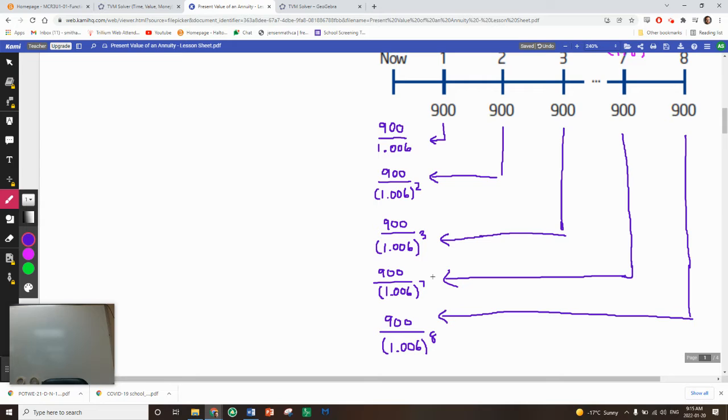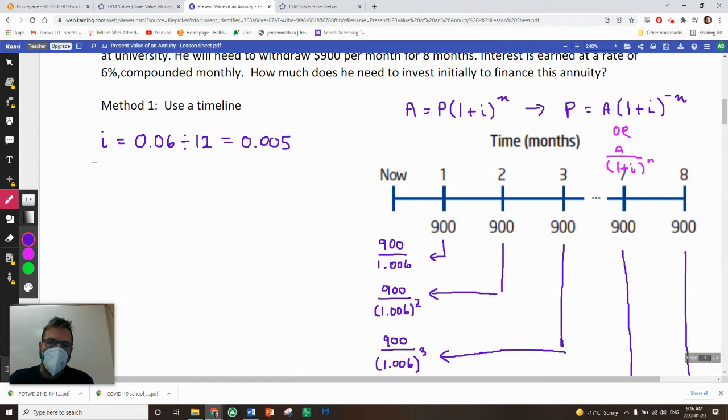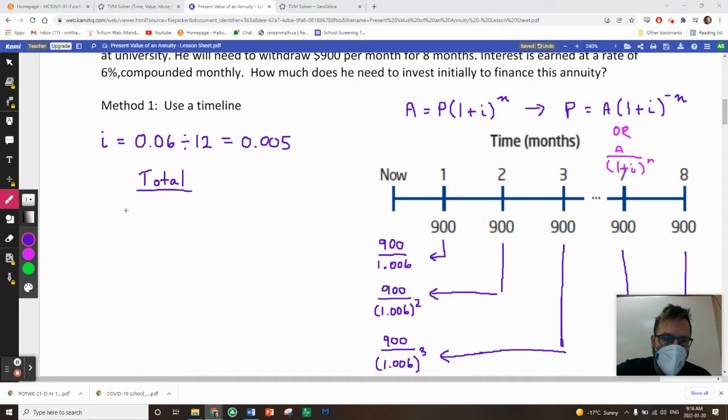What we want to do to find out how much we have to invest now to make all of these $900 withdrawals, we need to find out what the total of all these present values are. So we're going to do that calculation in the space to the left here. And I'll help you guys out with that. So let's get the grand total. Move my face back over here. All right, so for the total, we have to do 900.